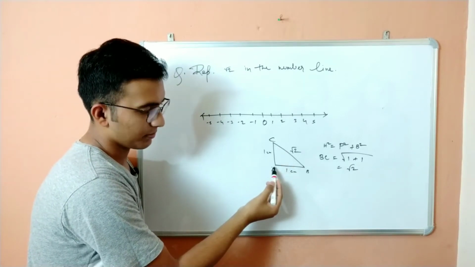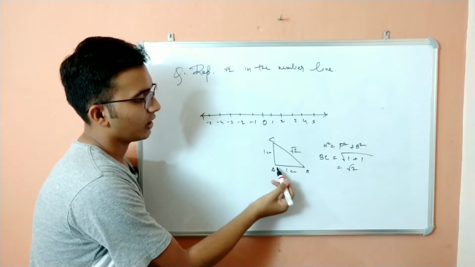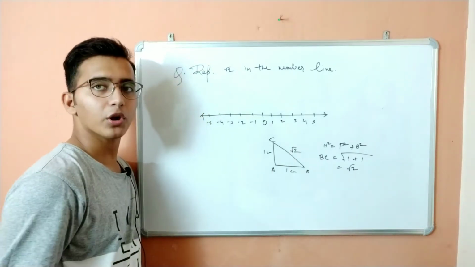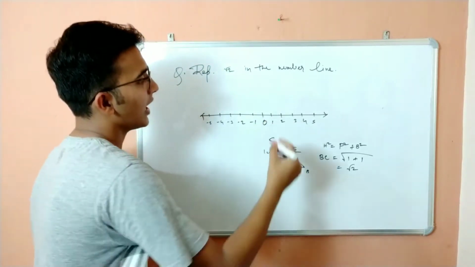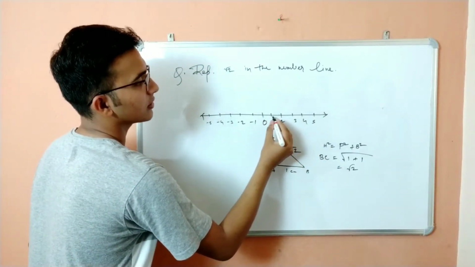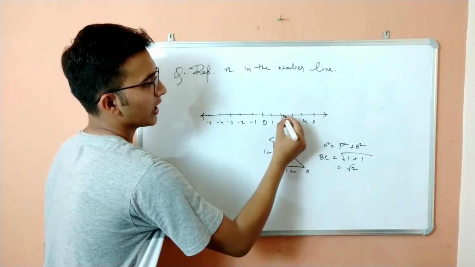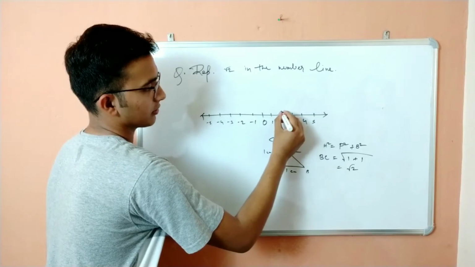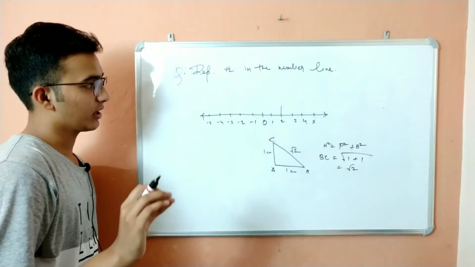Pay attention over here. I got root over 2 by simply taking the perpendicular as 1 centimeter or 1 unit, whatever you say, and the base as 1 centimeter or 1 unit. The same thing you have to do over here. Draw the number line and then take 1 centimeter. Take from 1 to 2, no problem. From 1 to 2, 1 centimeter, and draw a perpendicular line of 1 centimeter. Measure it very clearly.